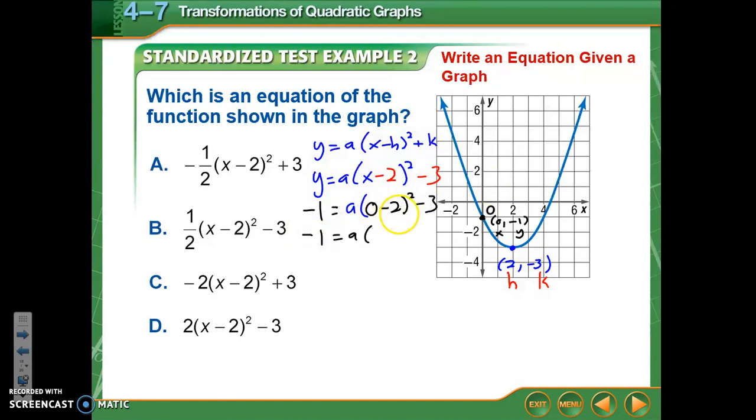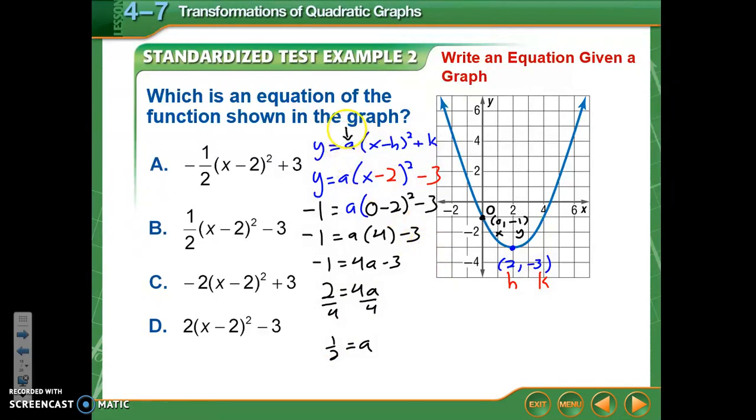0 minus 2 is -2. -2 squared is +4. So I have -1 equals 4a minus 3. So I'm going to add 3 to both sides. That gives me 2 equals 4a. And when I divide both sides by 4, 2 over 4 is 1/2 equals a. So now I have my a value.